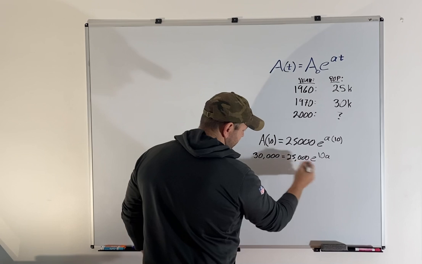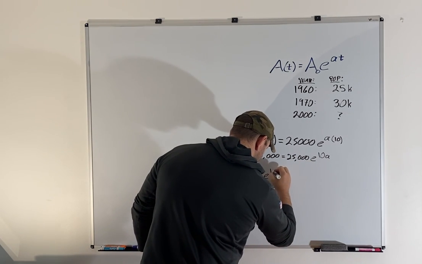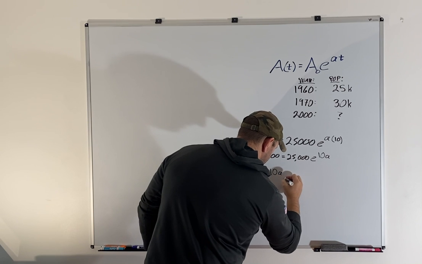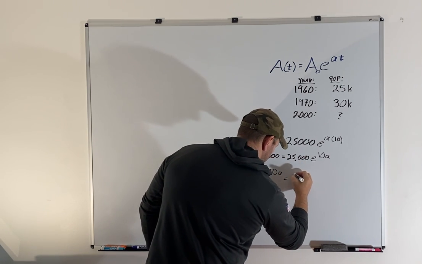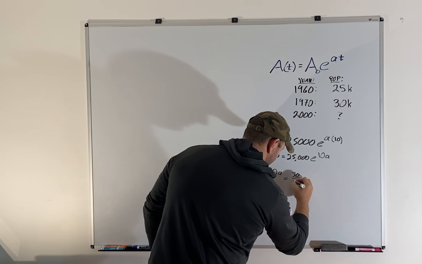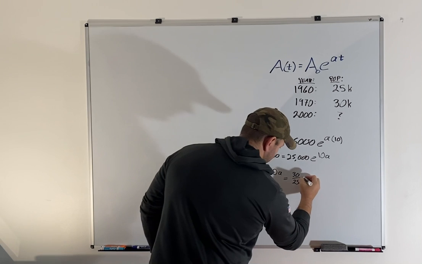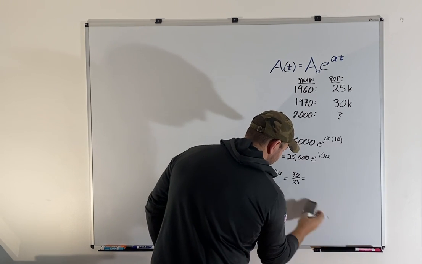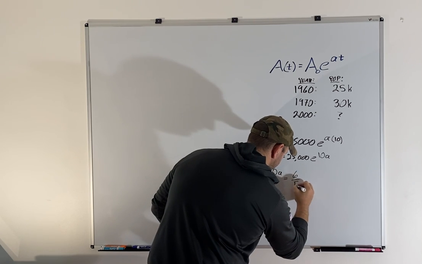So how are we going to do that? Well, we need to isolate. So it's going to be e to the 10a equal to, we're going to have to divide here, we'll get rid of some of the zeros, 30 over 25, which is equal to 6 over 5. So we'll just swap that out, 6 over 5.